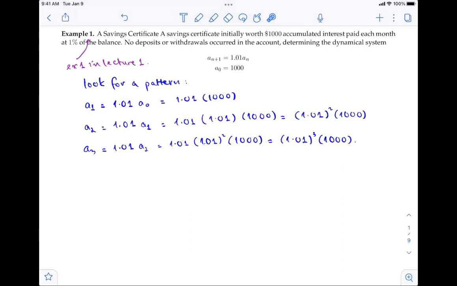We always have the initial amount here, which is $1,000 in each term in the sequence. And there is a number that is raised to the power corresponding to the number in the sequence. So if you have A1, this number 1.01 gets raised to the first power. For A2, the number gets raised to the second power. For A3, the number gets raised to the third power, right? So I recognize that pattern, and I can give a conjecture.